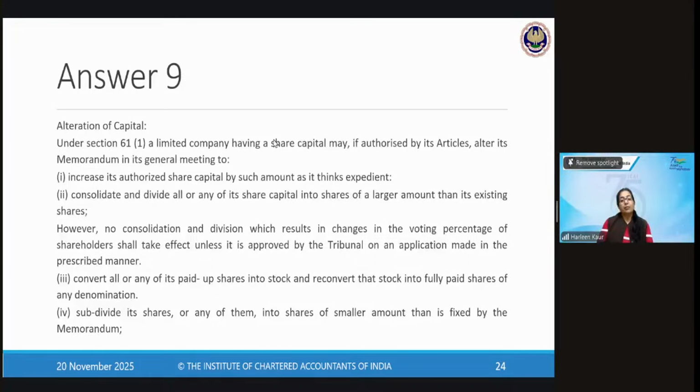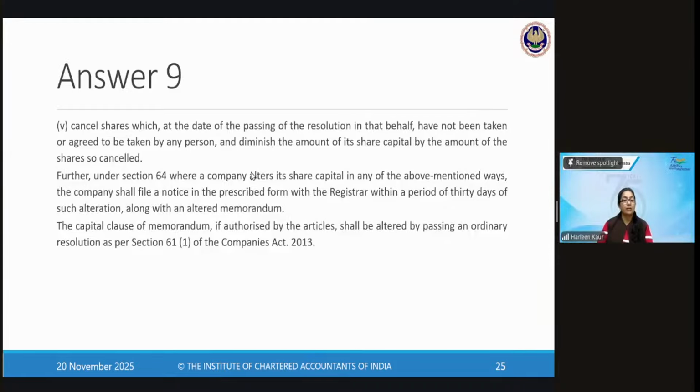So again, limited company, if authorized by its articles, very, very important, will alter its memorandum by increasing the capital, consolidating. No consolidation will result in the changes in the voting rights, okay? Convert the shares into stock and reconvert, and also subdivide and cancel the shares which have not been taken up by the public, and hence diminish the amount of shares. But this cancellation is not the reduction of share capital. Where the company has altered in any of the above ways, it shall within a period of 30 days inform the registrar also about its altered capital clause of the memorandum.